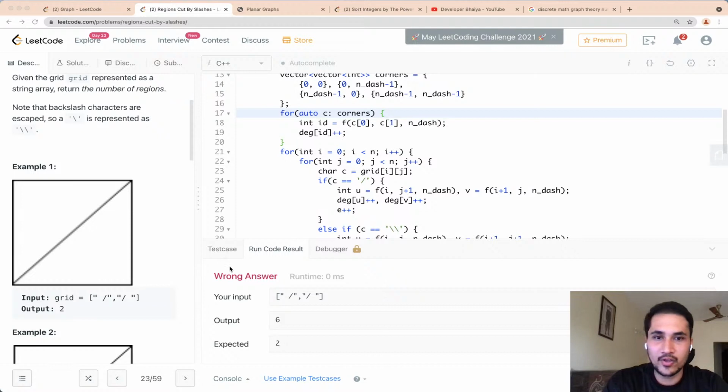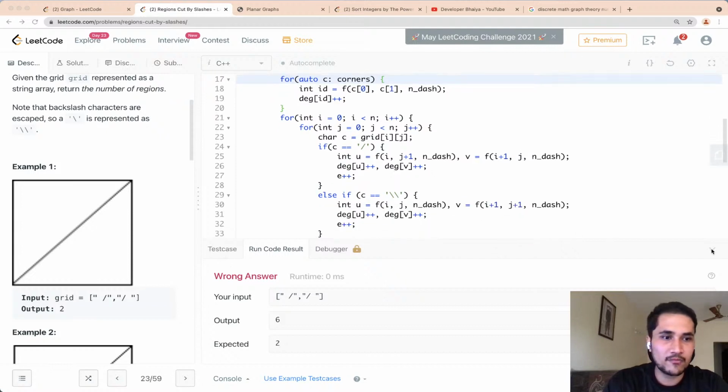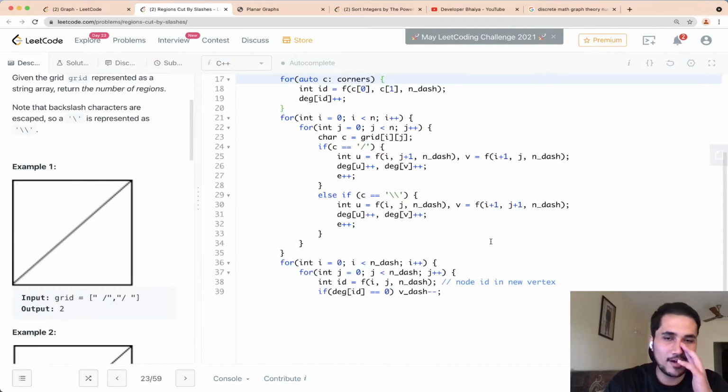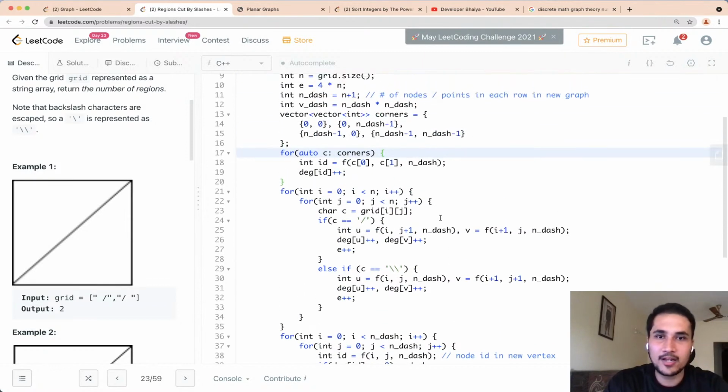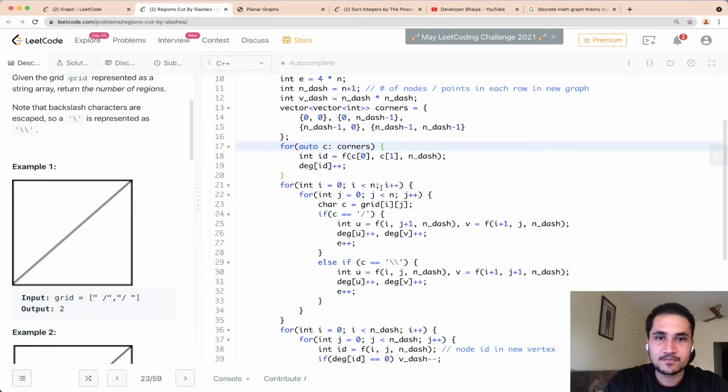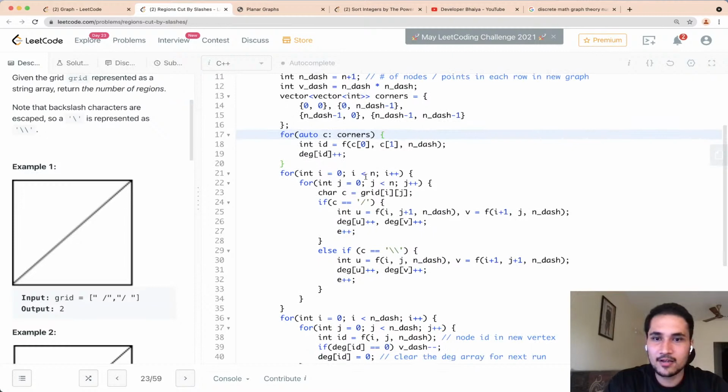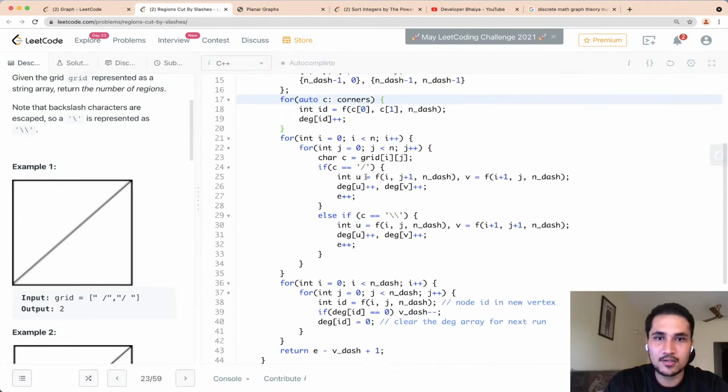Yeah, someone is saying we have to do the subtraction for universal phase. I have already done that. Let's actually debug things out. What's happening? Let's see. Why are we getting 6 as the answer?